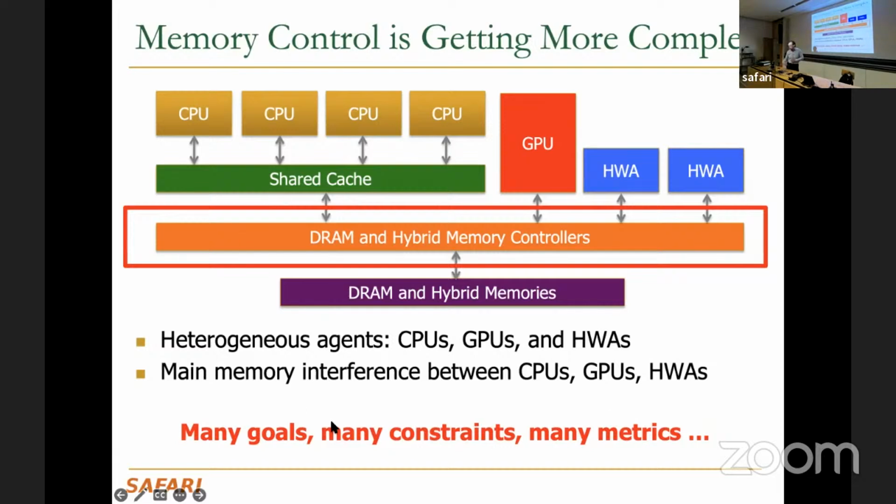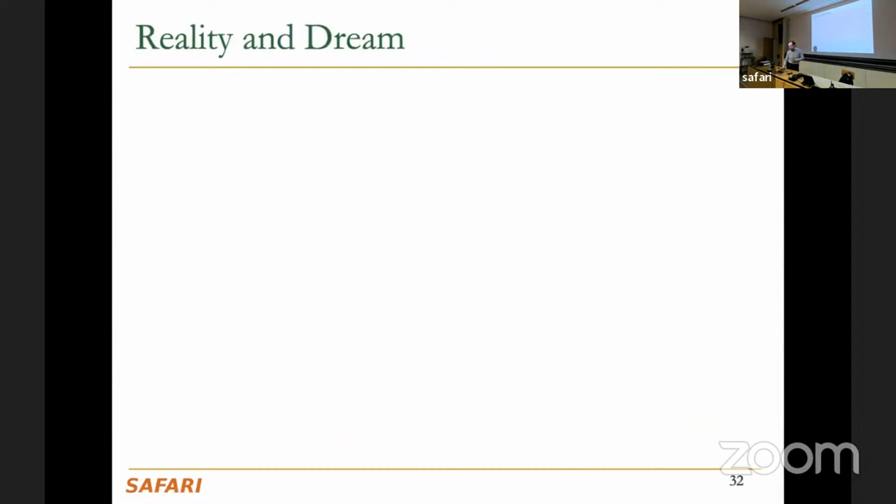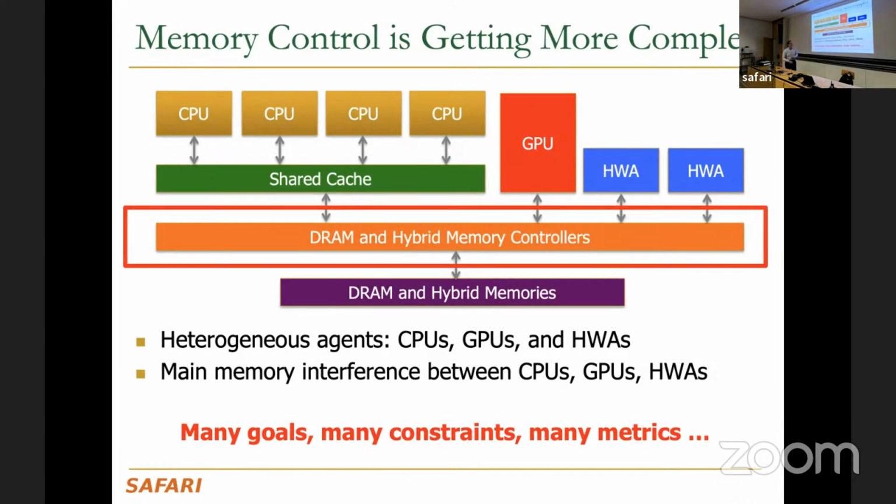But this is happening or going to happen, or in some cases already happening, in even worse ways than what I depict in this picture. So you have heterogeneous agents accessing memory, and there's main memory interference, and there are many goals, many constraints, and many metrics. I've talked about some of them. Okay, so we're not going to tackle that general problem, but this is just to motivate it.